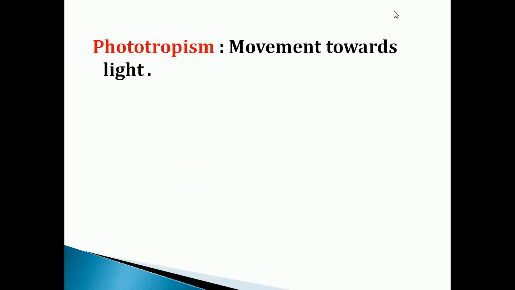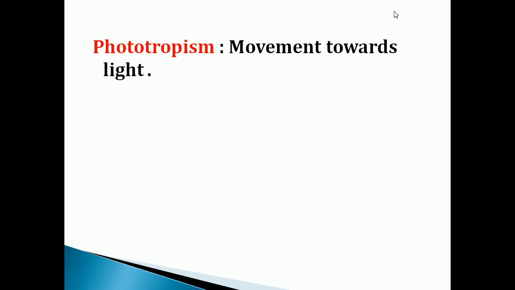So the first movement is phototropism. Some environmental conditions such as light and gravity will change the direction that plants grow in. These directional or tropic movements can be either towards the stimulus or away from it. So the first one is phototropism.